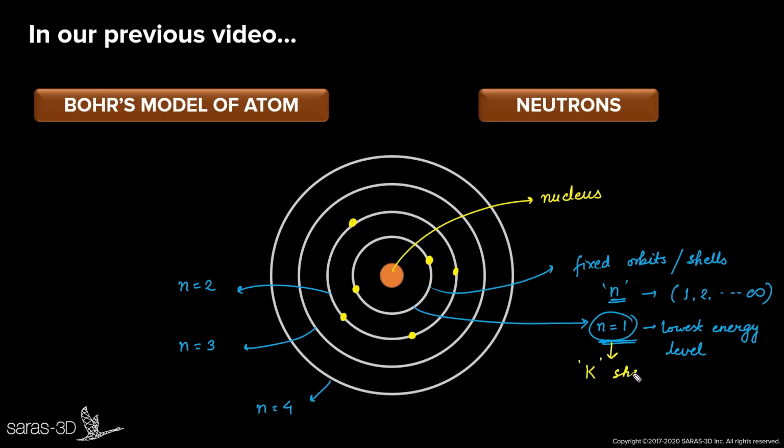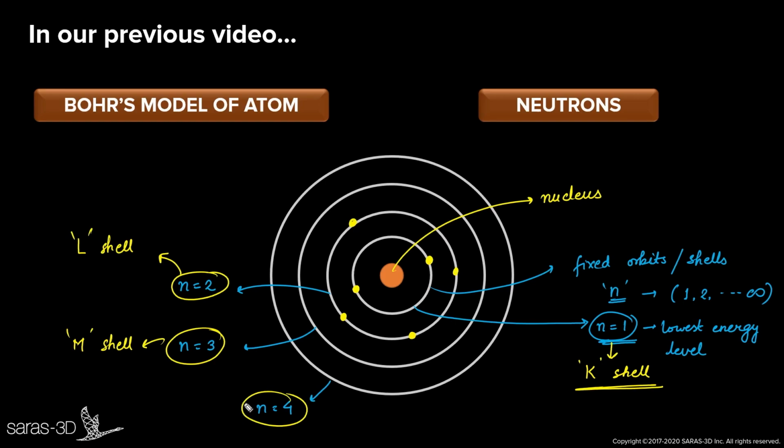So this is known as the K shell when the value of n is equal to 1. For n is equal to 2, the shell is designated by the letter L. So this is known as the L shell. For n is equal to 3, the letter assigned to this orbit is M, so this is the M shell. And n is equal to 4 is assigned the letter N. So likewise, we have these letters assigned to the different energy levels. This is K shell, this is L shell, this is M shell, and this is N shell. So this is what we saw in our last video.